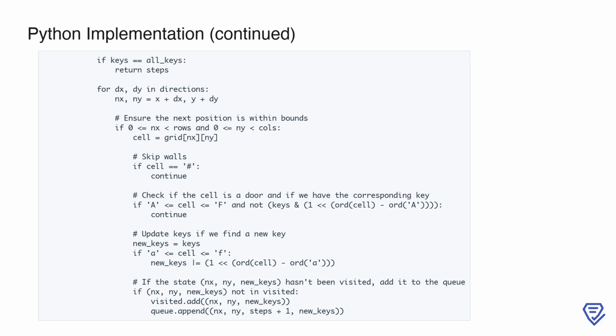After updating the state, we check whether this new state, defined by the position and the updated keys, has already been visited. If not, we add it to the visited set and enqueue it with an incremented step count. This ensures that our BFS continues to explore all possible paths while avoiding redundant computations.